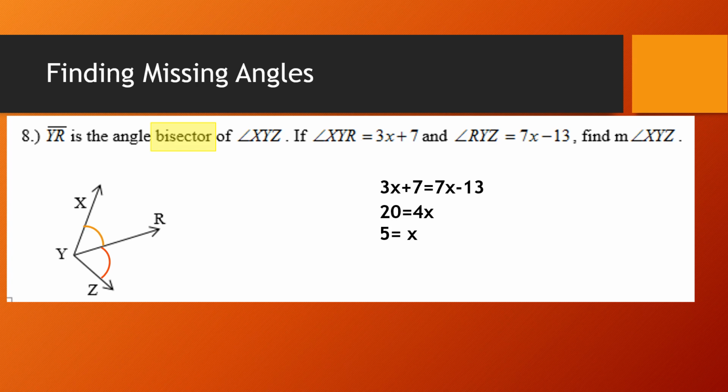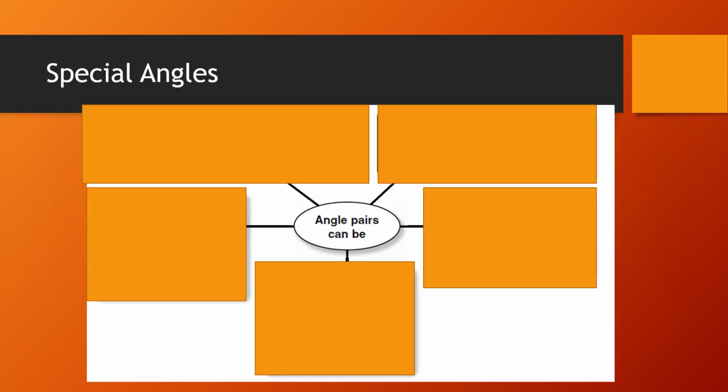In geometry, you must always reread the question to find out what it's asking for. In this case, it's asking for the measure of angle XYZ, which is the entire thing. So that would be 44 degrees when you substitute x back in and solve.